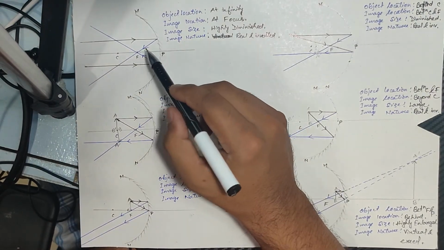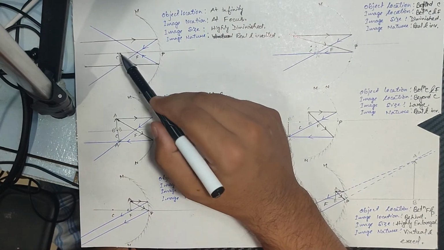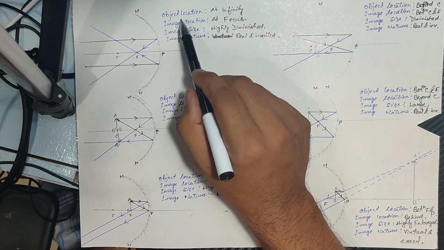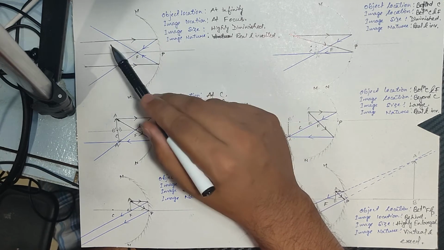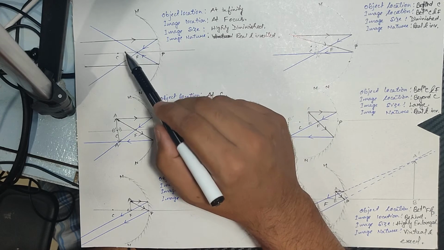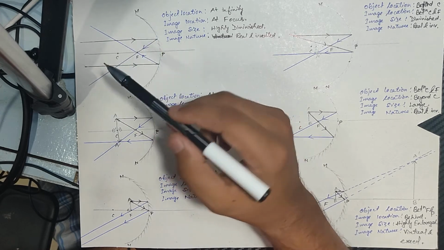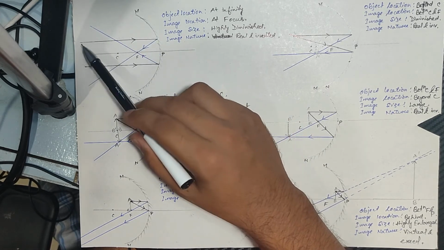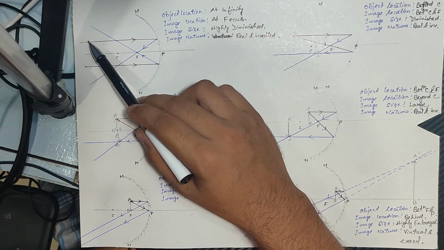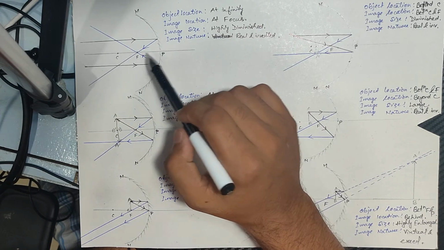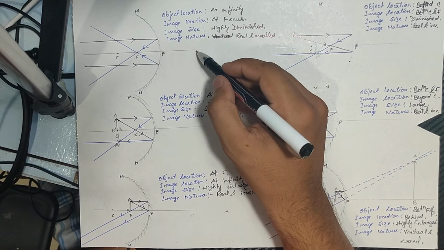You see the first one. Here the location of the object: we place the object at infinity. It means we do not know where the object is. It is at infinity, somewhere at a very long distance. So from that, the light will come parallel to the principal axis. So here we know this is the principal axis.